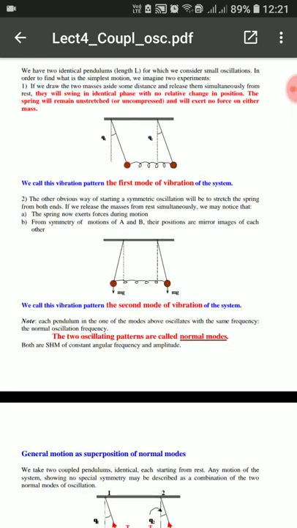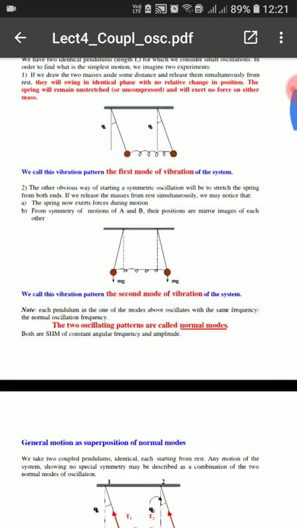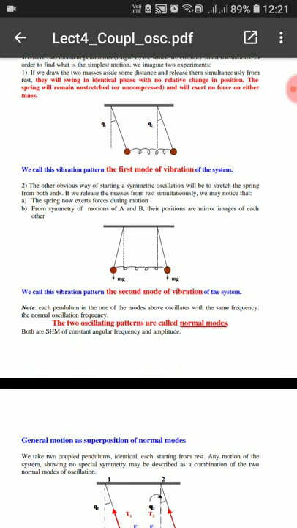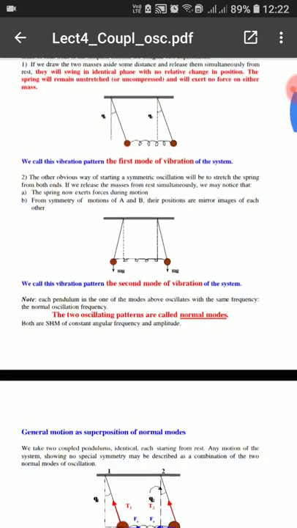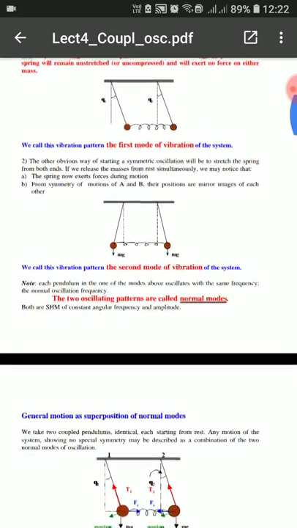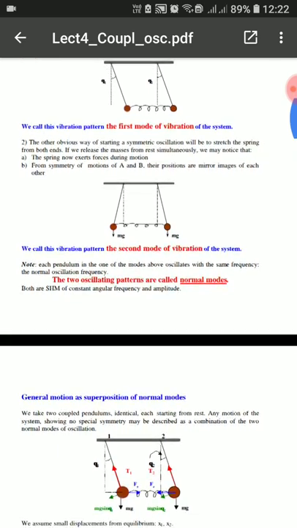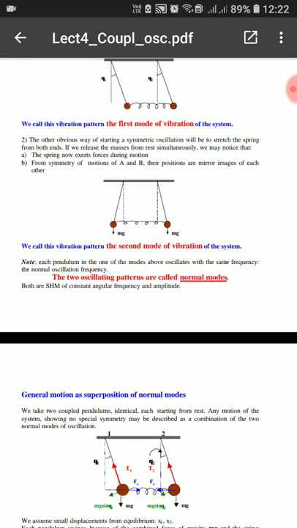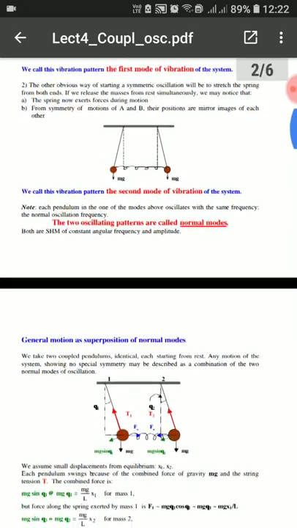The other obvious way of starting a symmetrical oscillation is to stretch the spring from both ends. If we release the masses from rest simultaneously, we notice that the spring now exerts forces during motion. From symmetry of motion, the positions of A and B are mirror images of each other. We call this vibration pattern the second mode of vibration of the system.